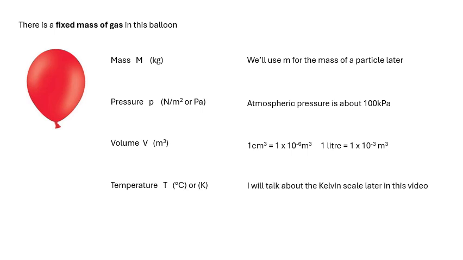Temperature, as I said, I'm going to talk a lot about the Kelvin scale later in the video. And then finally, little n is the number of moles. Big N is going to be the number of particles, and 1 mole is Na particles, and Na, you should know, is Avogadro's constant, which is 6.02 times 10 to the 23.